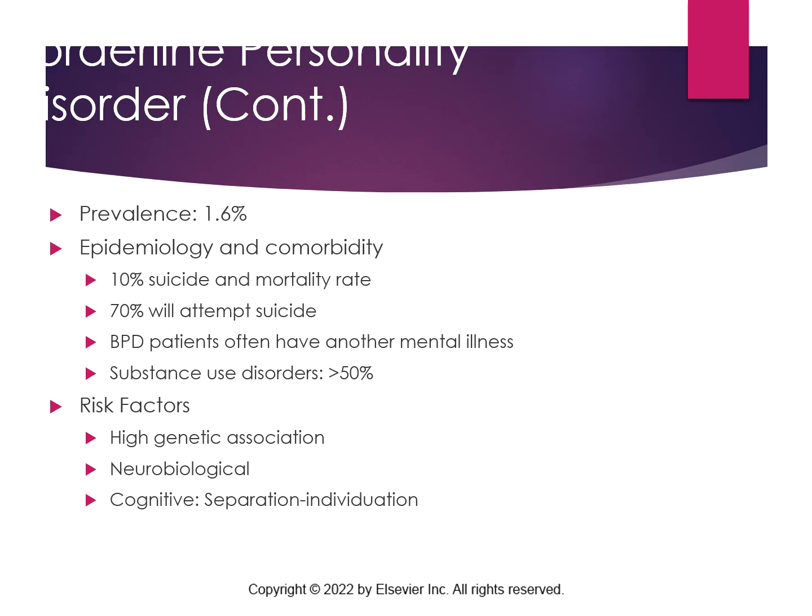The prevalence in society is very, very tiny. It's 1.6%, and 10% of these patients die by suicide. 70% will attempt suicide. So that's very important to recognize and understand. Borderline personality disorder patients often have another mental illness as well, and substance use disorders are usually greater than 50%. So 50% of the time they're trying to self-medicate.